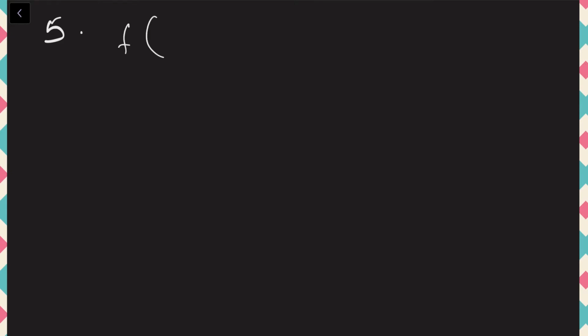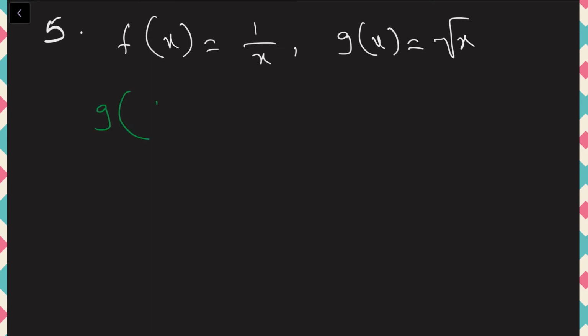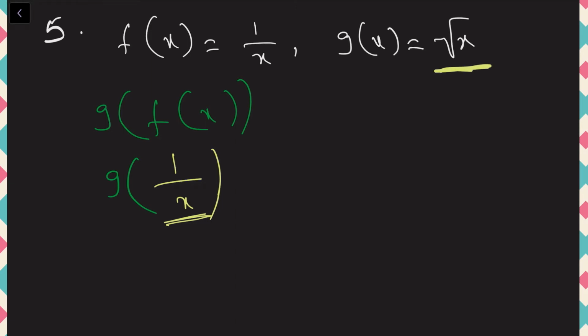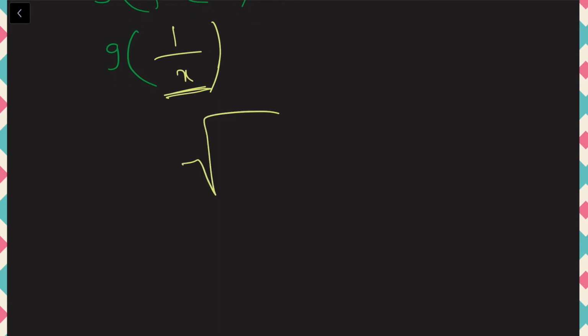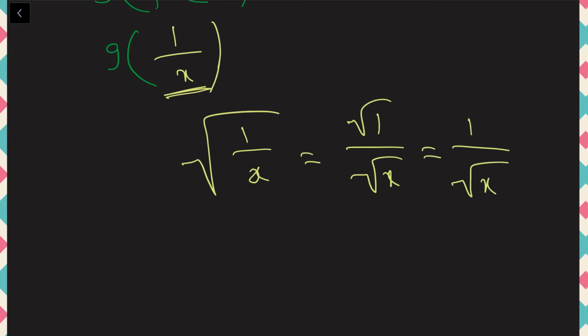f of x is given as 1 by x and g of x is given as root x. Then he is asking to find the value of g of f of x. g of f of x is nothing but g of 1 by x. Now this 1 by x I need to substitute in the g function wherever I have x. So here root x is there, and x is nothing but 1 by x. So root of 1 by x, if we simplify, we will get root 1 by root x. Root 1 is nothing but 1, divided by root x. So the answer of g of f of x is 1 by root x.